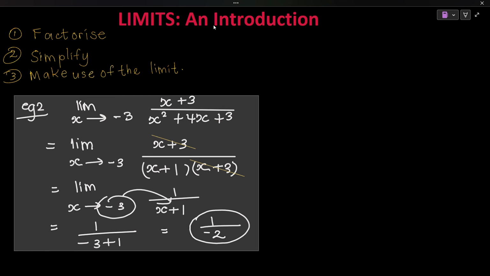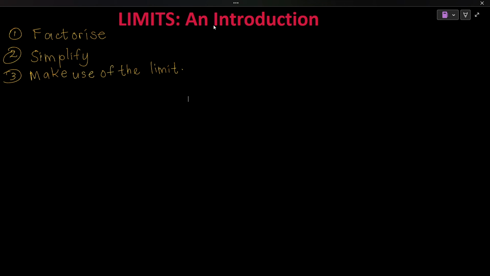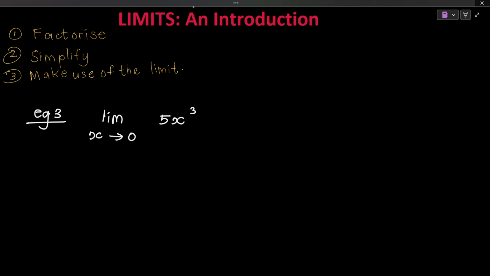Let's look at one more example. Okay, we have the limit as x approaches 0, and the function is 5x cubed plus 8x squared all over 3x to the power 4 minus 16x squared.